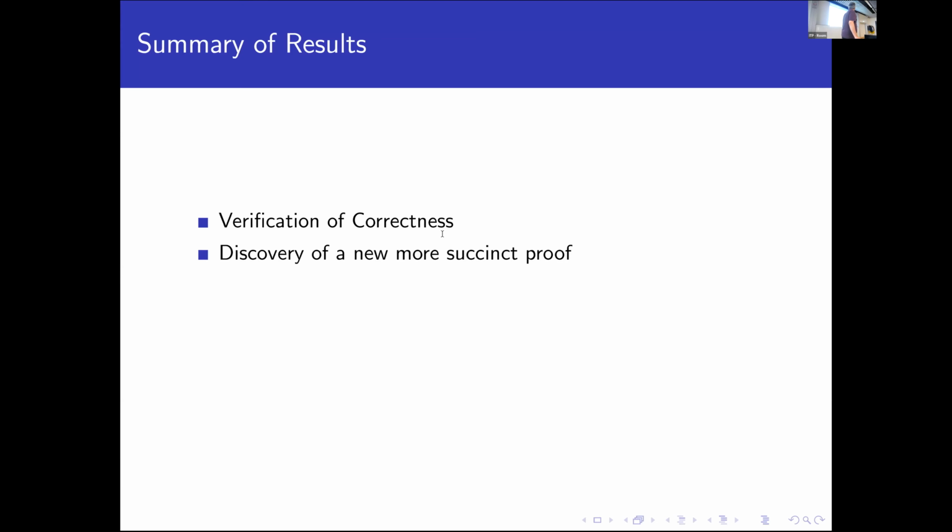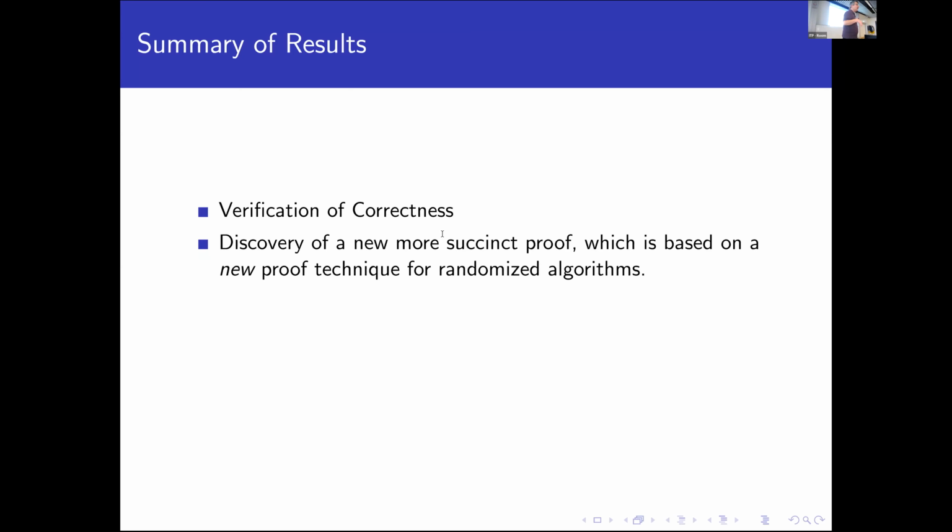Yeah, so I'm going to summarize what we discovered, or what we did. We verified the algorithm, which is kind of obvious, right? I mean, you were expecting that. But we also discovered a more succinct proof compared to the paper proof. And it's based on a new technique, which is why I'm hoping I can present it. It could be applied to other randomized algorithms, for example. And we call it functional probabilistic invariance. That will be obvious once I explain the technique.